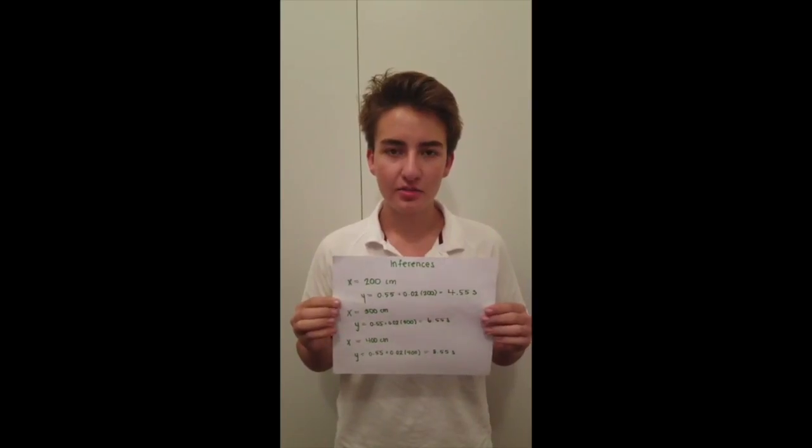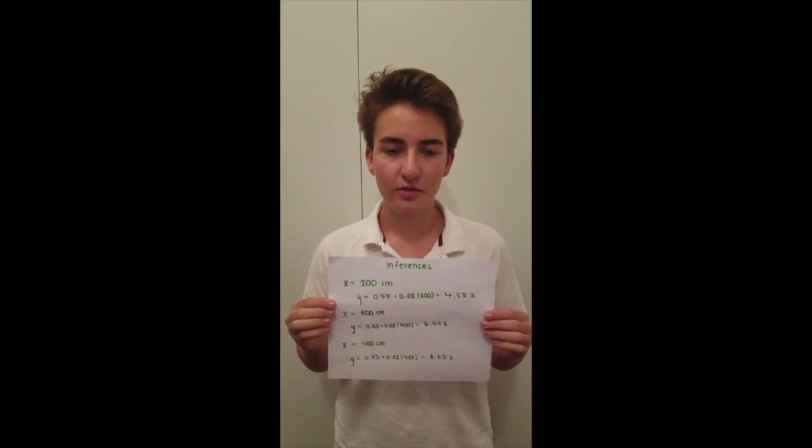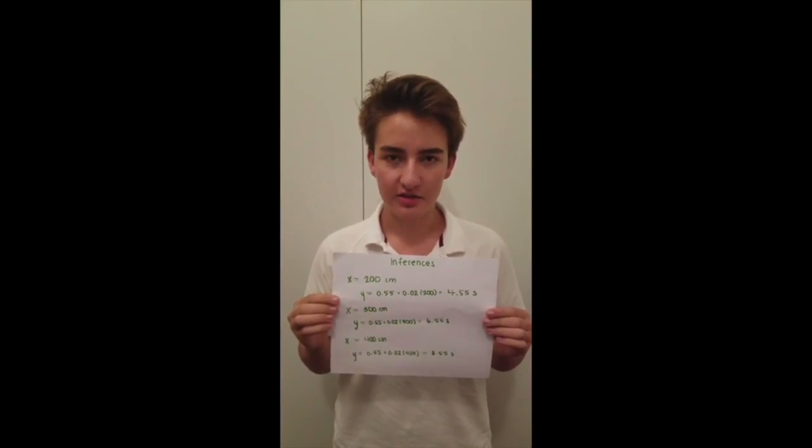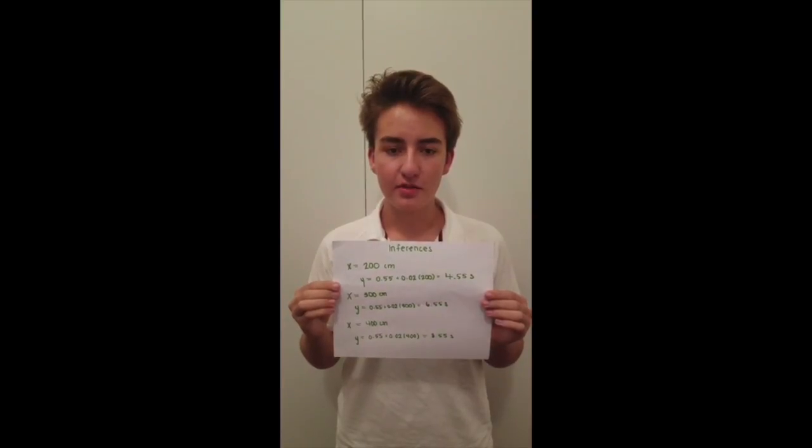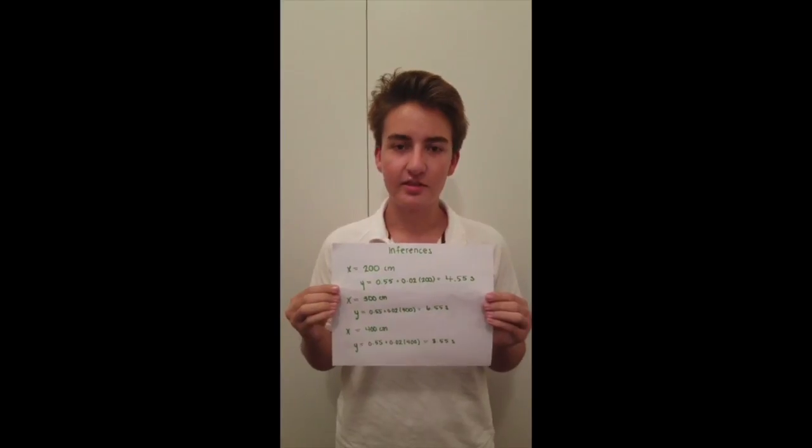If the length of the pendulum is 200 centimeters, then the period will be 4.55 seconds. If it's 300 centimeters, then it will be 6.55. And if it's 400 centimeters, then it will be 8.55 seconds. All these inferences show a constant pattern and demonstrate that the period depends on the length, since every time the length increases by 100 centimeters, the period increases by 2 seconds exactly.